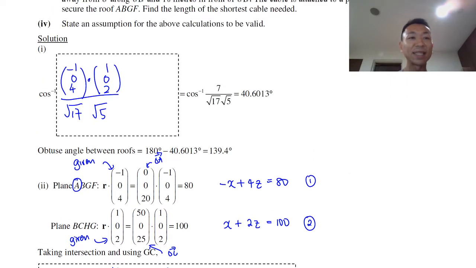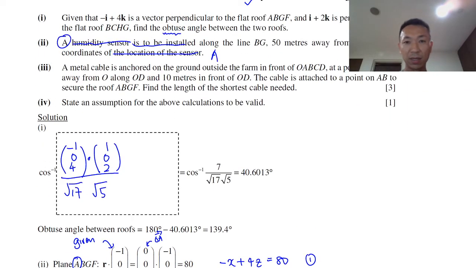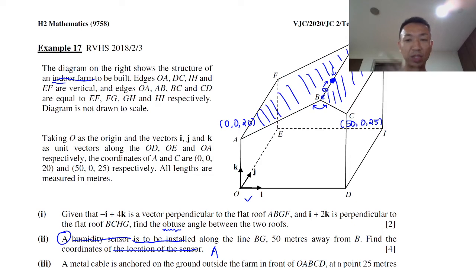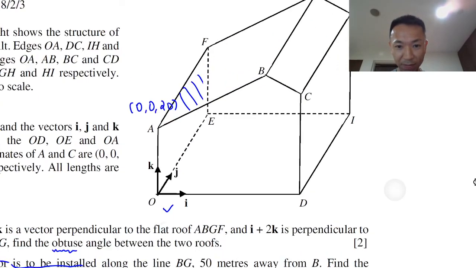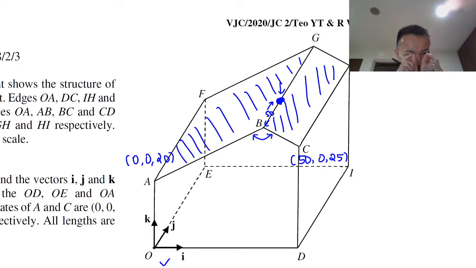Can we know where the sensor is, like the point A? So I know the equation of line BG already. Yes. Now here you really have to imagine a little bit of 3D. You look very carefully here. This is the i direction. k means upward direction. j means the other horizontal direction.